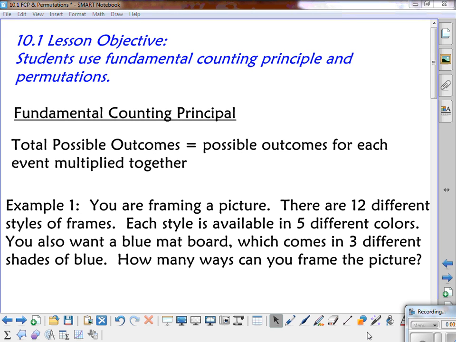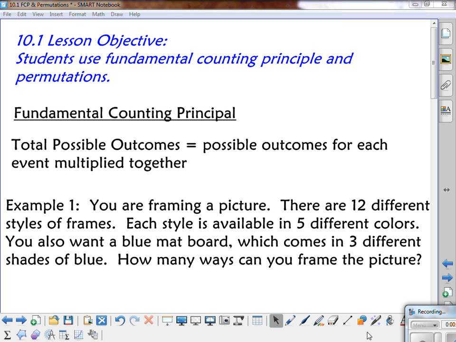All right, so today we are going to be learning about the fundamental counting principle, and I'm actually going to save permutations for tomorrow. So today we'll just be dealing with the counting principle. What the fundamental counting principle says is that the total possible outcomes of multiple events is the possible outcomes for each of the events multiplied together.